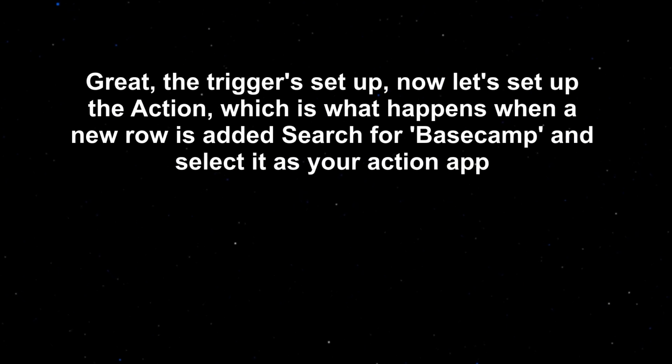Now let's set up the action, which is what happens when a new row is added. Search for Basecamp and select it as your action app. Choose your action event. Let's select Create To-Do Item. This means every new row in Google Sheets will create a new to-do in Basecamp, and click Continue.